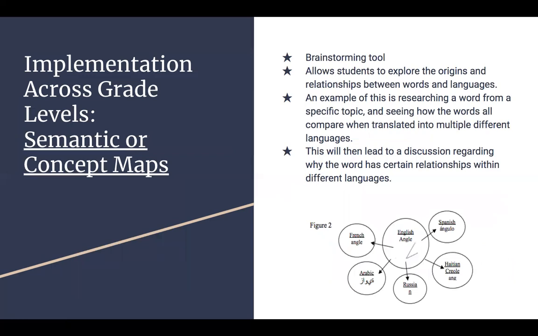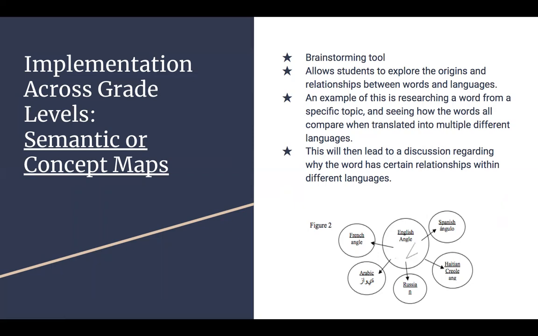Now, the next one we're going to be looking at is semantic or concept maps. I believe that this tool could also be used for elementary, middle, or high school. So this is used as a brainstorm tool, and it allows students to explore the origins and relationships between words and languages. So this image that I have in the bottom here is taken directly from our book, and I chose it because I really liked the word that they chose and the different branches that they have.